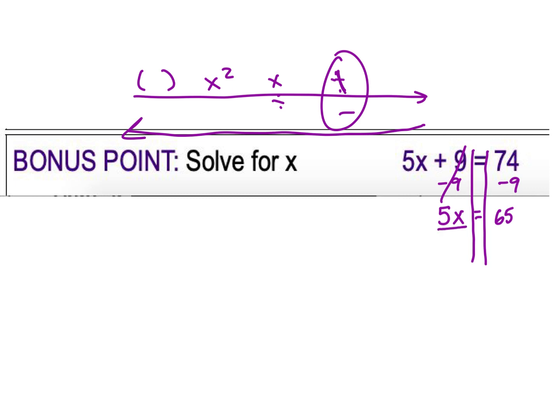Okay? So then I want to take my 5x. And now I just have a one-step equation. So I'm going to divide by 5. I'm going to divide by 5. And x is equal to 13.